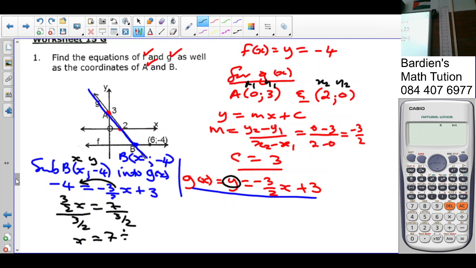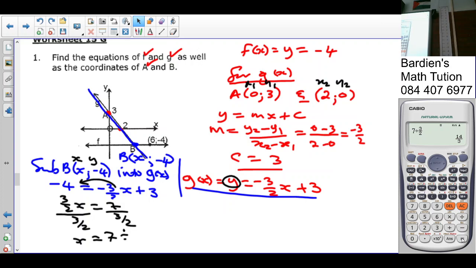So x is equal to 7 divided by 3 over 2. Or you can just substitute in your calculator. Substitute in the calculator. So we say 7 divided by 3 over 2, and I give you 14 over 3. Like that, you also get 14 over 3.